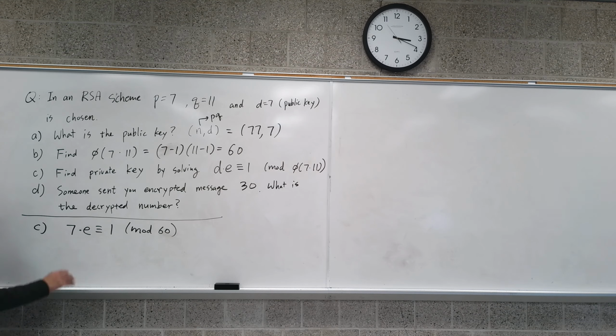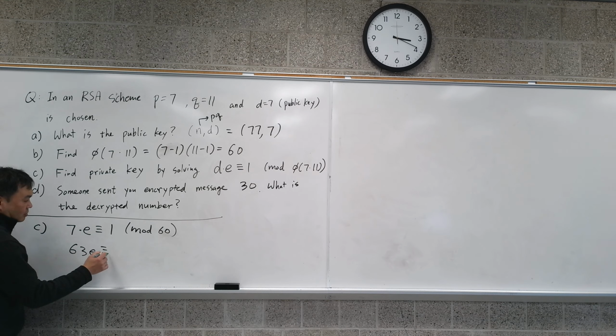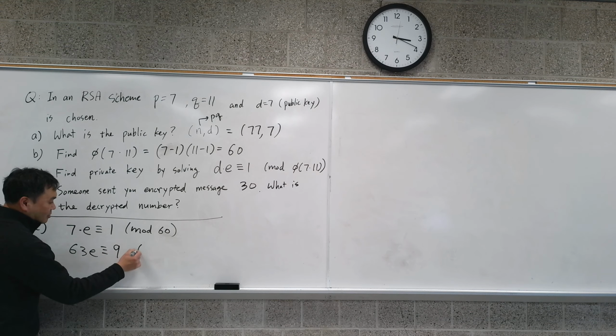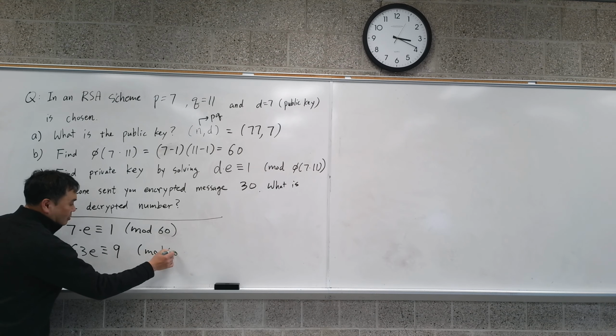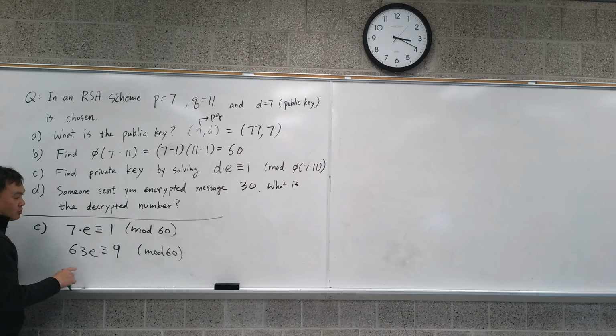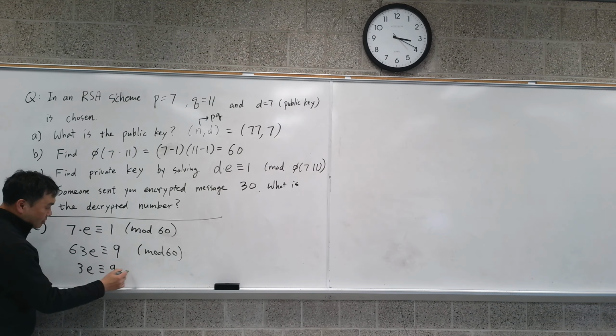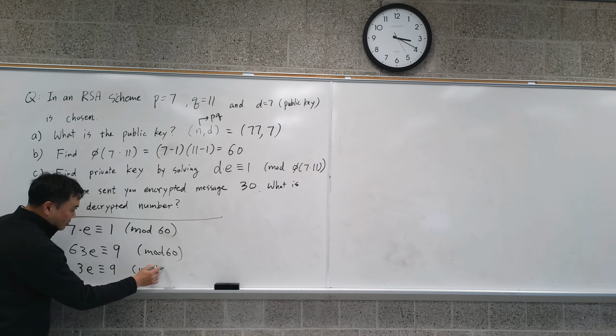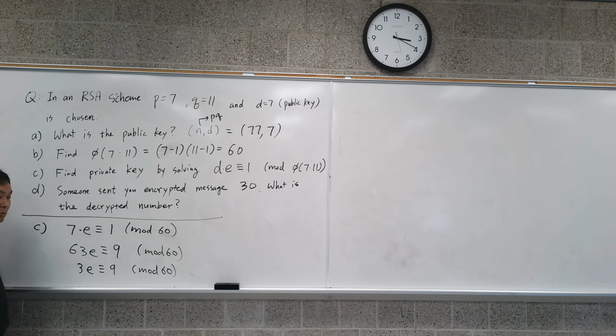Okay, so 7 times 9 is 63. 1 times 9 is 9. But the reason I like 63 is because 63 is congruent to what number mod 60? 3. Yeah, 63 minus 60 is 3, right? So 3e is congruent to 9 mod 60.